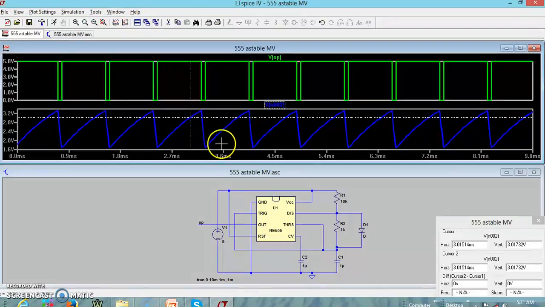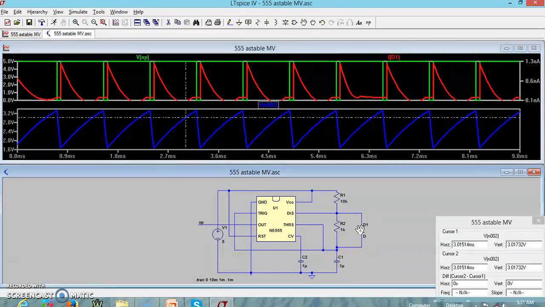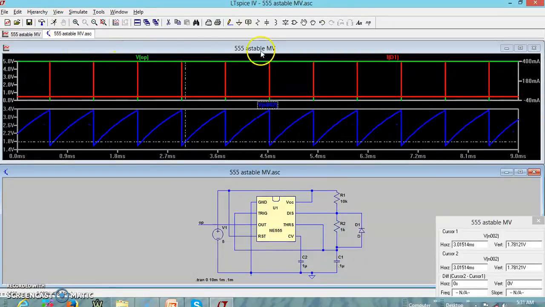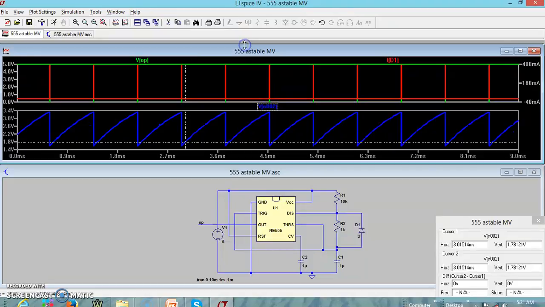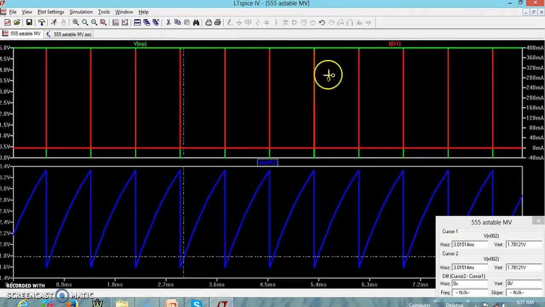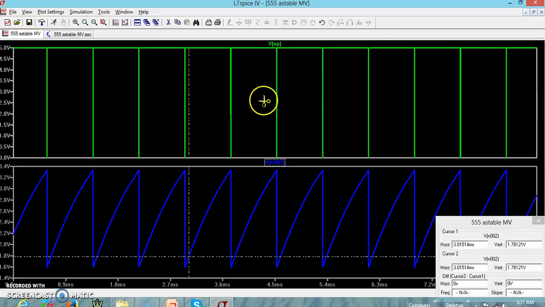Let me reverse the diode and see what happens. Naturally, the off time should be very small now. Let me run this. If I run it now, you can see the off time is very small. I can see the on time is longer, as the capacitor takes a longer time to charge. The off time is very small because half the time it is through the diode.